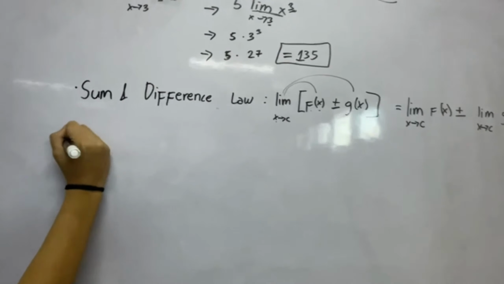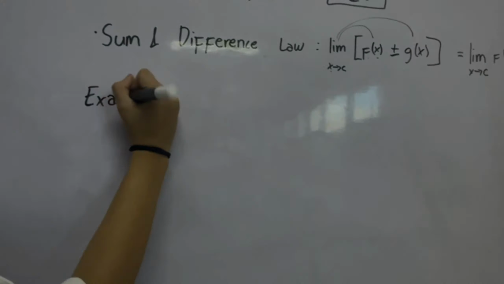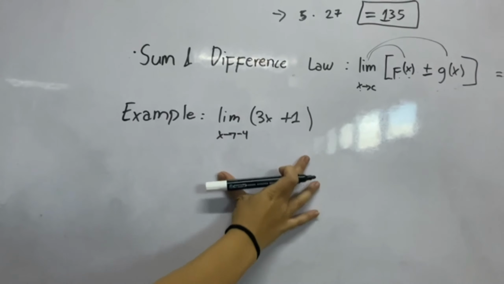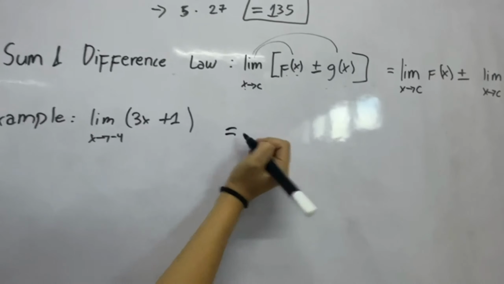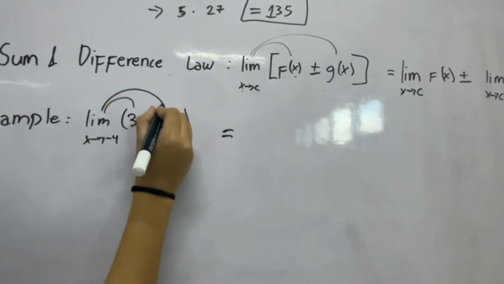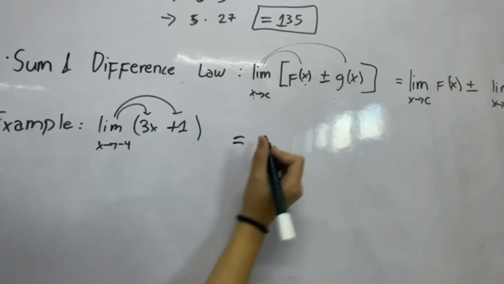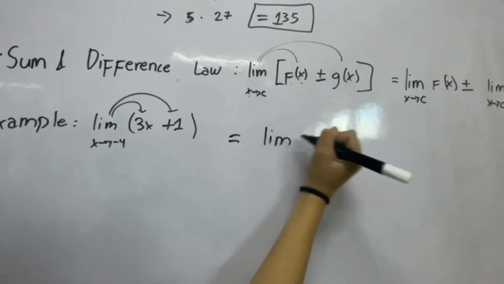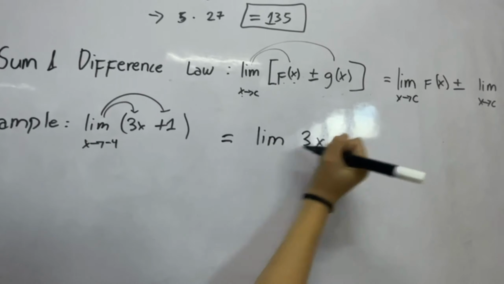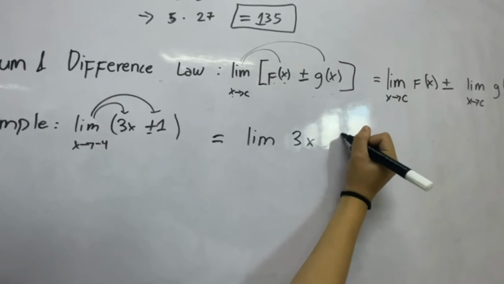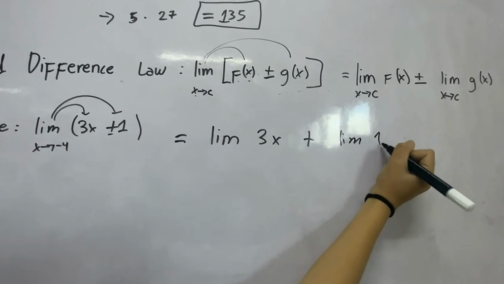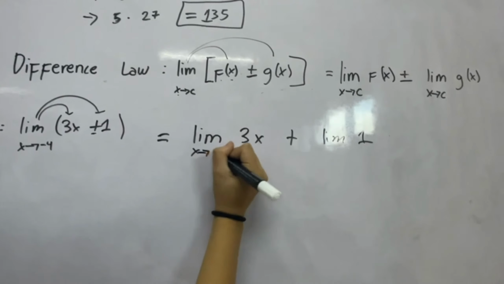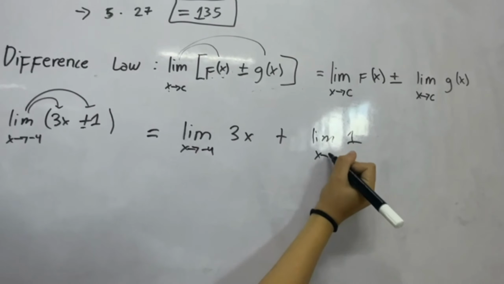And here we have an example. In this given equation, we simply use the sum and difference law. And that would be distributing each limit into each term. And that would be the limit of 3x, and then just copy the operation and the limit of 1, and don't forget the value as x is approaching 2.